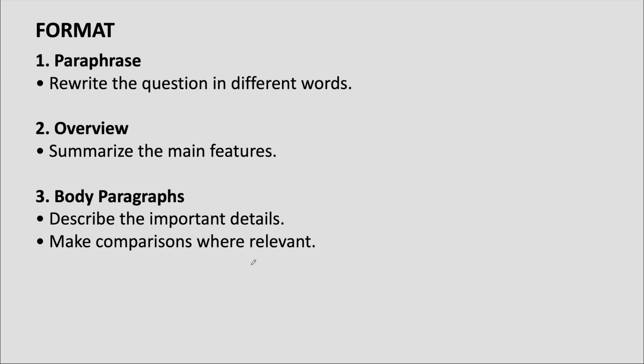Now let's start writing. The basic format is the same as every other writing task 1 answer. First, we paraphrase the question. That is, we rewrite the question using different words and sentence structures. Next, we write the overview where we briefly describe the process as a whole. Finally, we write the body paragraphs where we describe each stage of the process in the correct order.